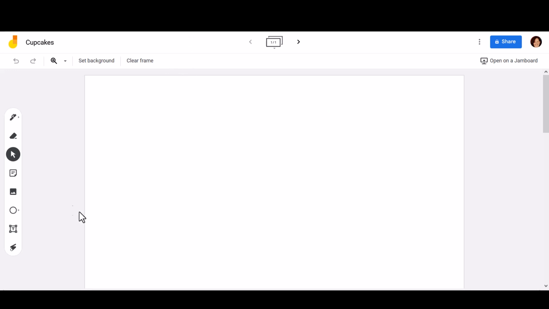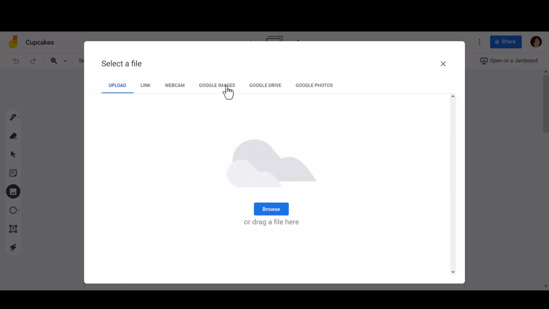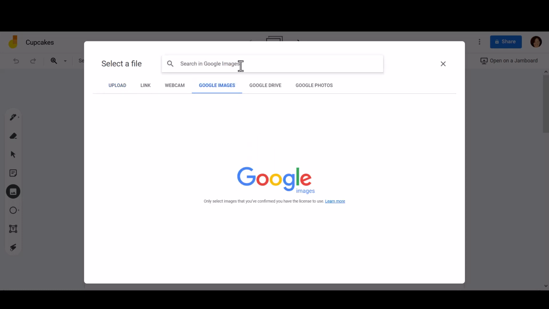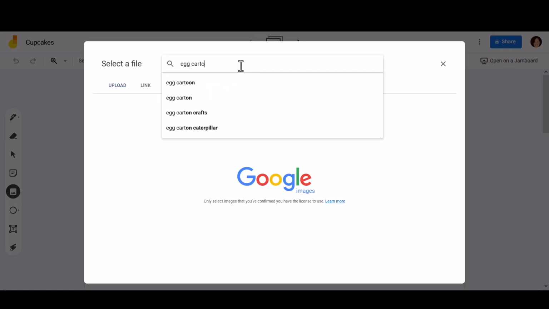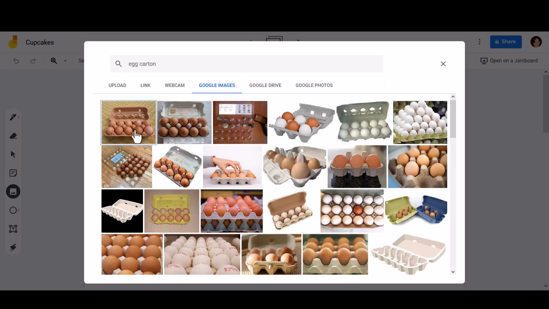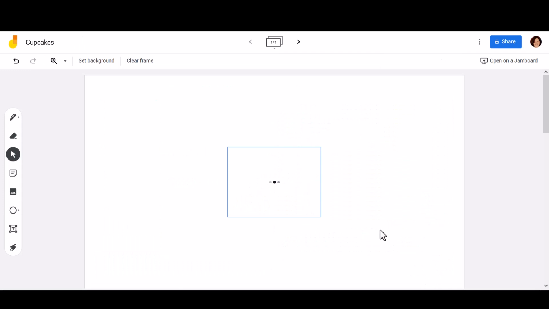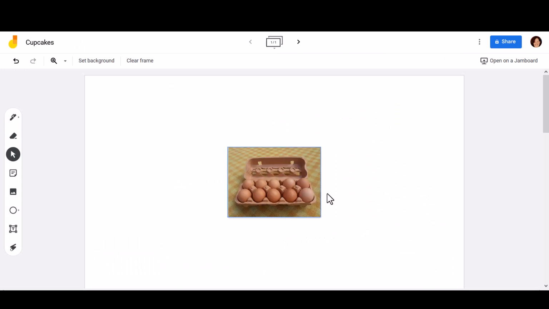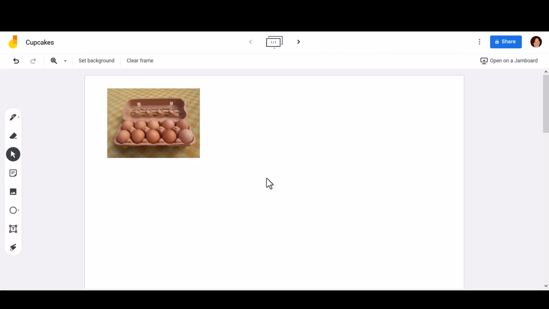So here is what finally worked, and I'll walk you through how I did this so you can make your own Jamboard if you want. I went in here. First thing I got was an egg carton. And just chose one. And I pointed out that this egg carton is 2 by 6. And the number of eggs it holds is 2 times 6 is 12.